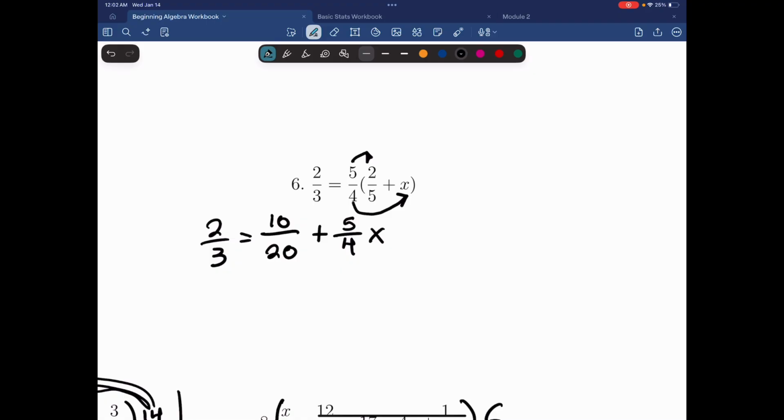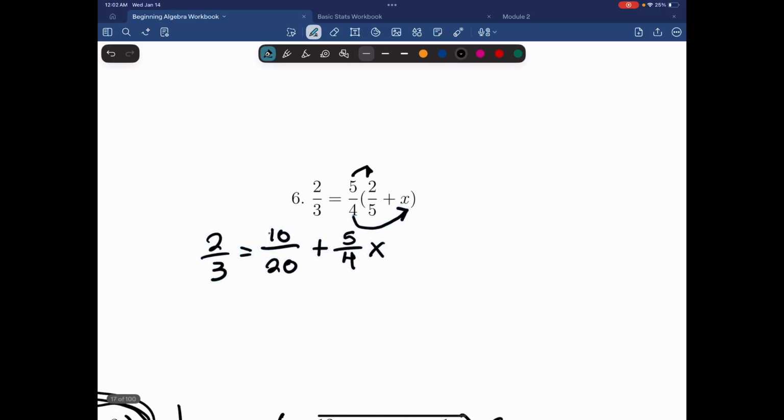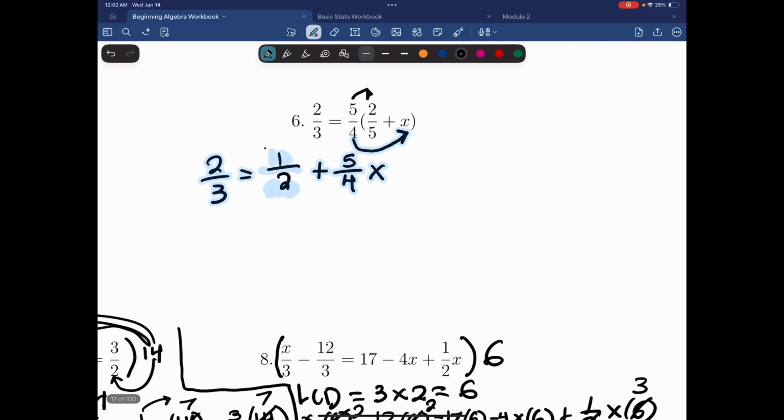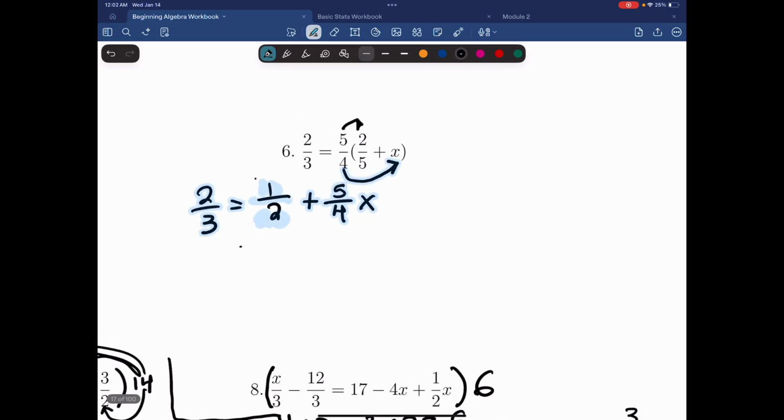Now here, 10/20ths, I can reduce this, and I can divide both 10 and 20 by 10. So 10 divided by 10 is just 1, and 20 divided by 10 is just 2. So this fraction can reduce to 1/2. Now, to solve this equation, what I'm going to do is subtract 1/2 on both sides.